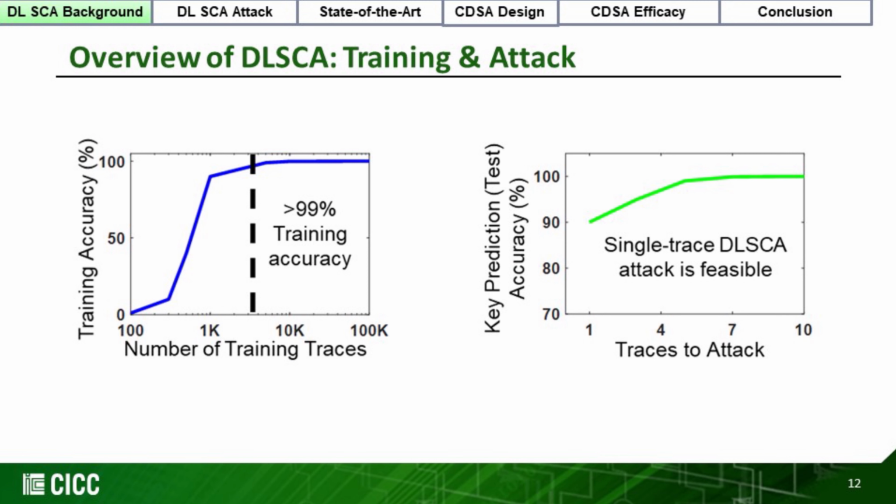This slide shows the feasibility of a single trace attack when the DNN is trained to achieve 99% accuracy. Hence, as we can see, the time to attack is drastically reduced compared to the non-profiled attacks.